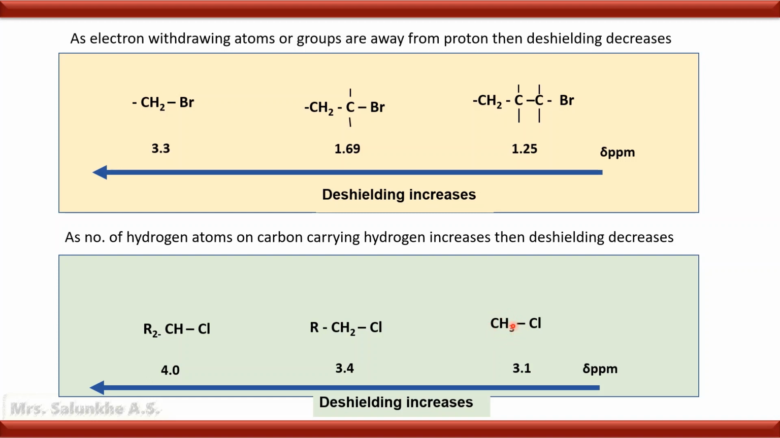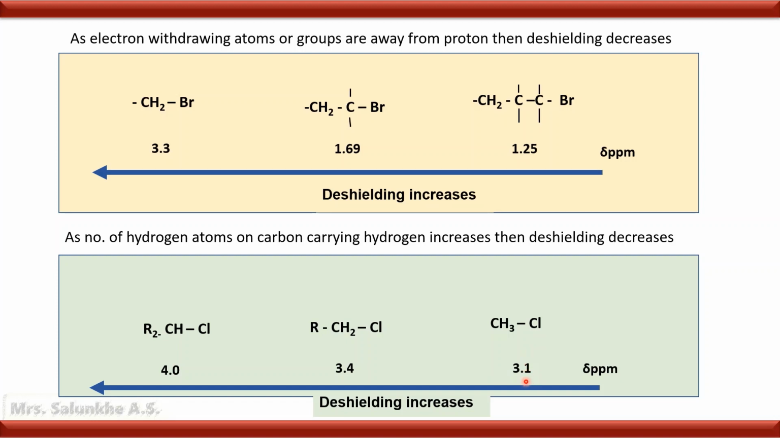And the factor is that as the number of hydrogen atoms on the carbon carrying hydrogen increases, de-shielding decreases. There is only one proton, there are 2 protons, there are 3 protons. As the number of protons increases, de-shielding decreases. That is, shielding increases and chemical shift value decreases.